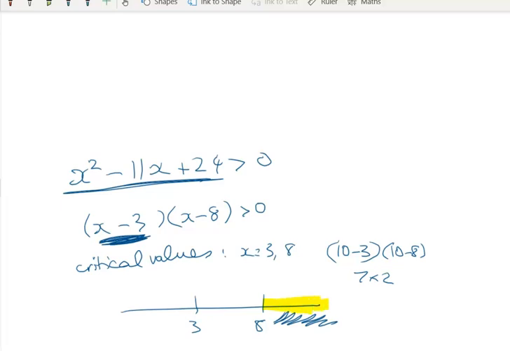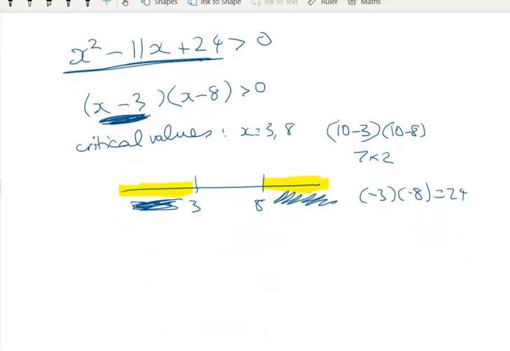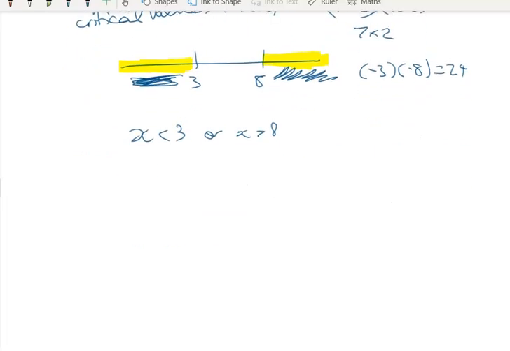And what about when I have numbers down here? Well, let's try 0, because that's below 3. We'd have -3 times -8, which is positive 24. So this bit is looking good as well. So in this case, I have two regions. I have x less than 3 or x greater than 8. And now we're going to do that again with the graph.